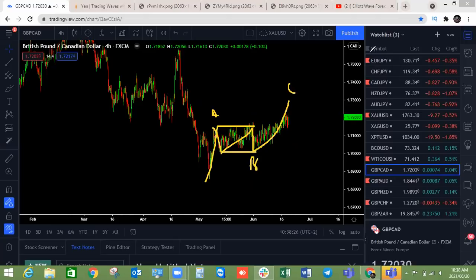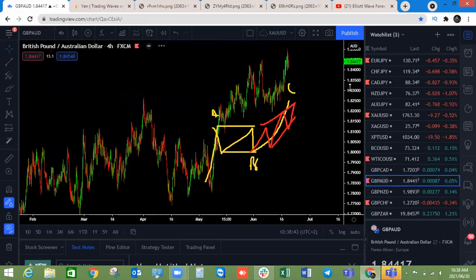So that means our C here should be a diagonal. We're looking at this one to end with an ending diagonal with 1, 2, 3, 4. We could be going for the last wave, the 5th wave here, before we continue to the downside. That is how Pound CAD is playing out.